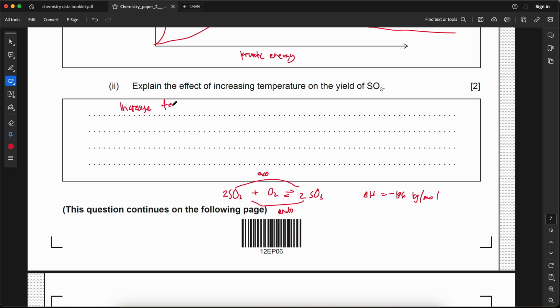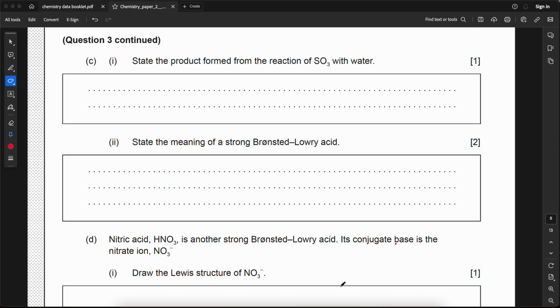Increased temperature will cause equilibrium to shift left, and the yield will increase. State the product formed from the reaction of SO3 with water.